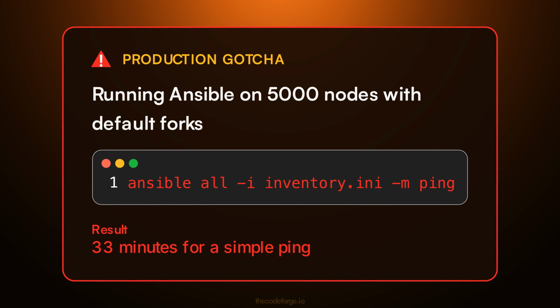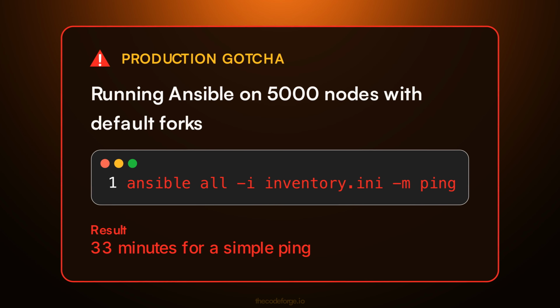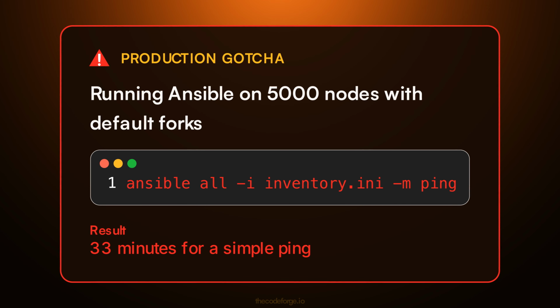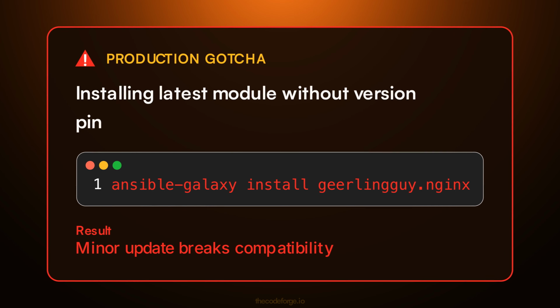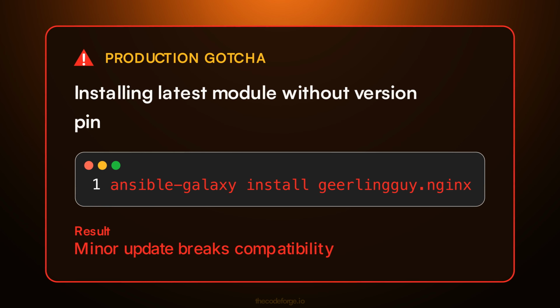Default forks equals 5 means only 5 concurrent SSH connections. For 5,000 nodes, that's 1,000 sequential batches. Always set forks to at least 50, and consider using Ansible pull for large fleets. Never install the latest version from Galaxy or Supermarket in production. Pin to a specific version in your requirements file to avoid unexpected breakage.